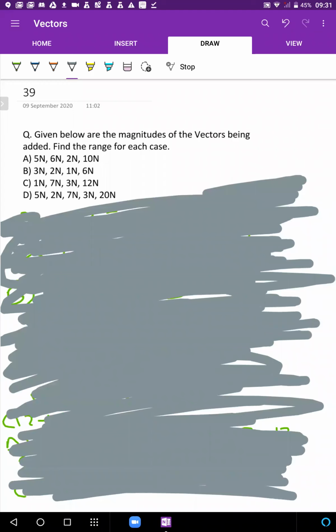So 5, 6, 2, 10; 3, 2, 1, 6; 1, 7, 3, 12; 5, 2, 7, 3, 20. I think it will help me if you solve all four. That will also limit the number of messages I get on the chat, so I can respond. Solve all four and then give your answers. A, B, C, D, etc.